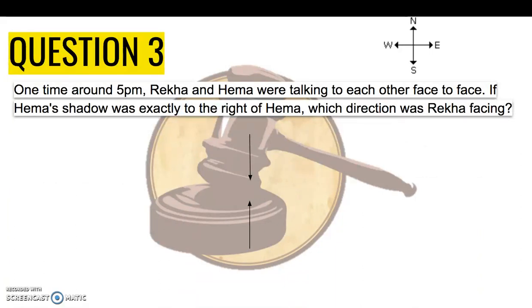Now a relatively easy question but it has a concept involved, so I thought of sharing this as well. In this there are two persons. One of them has a shadow facing towards their left or right, and on the basis of the shadow and the direction of the sun, we are supposed to find the way these people are facing. Okay, so here there are two people, Rekha and Hema. We can say Hema is here and Rekha is there.